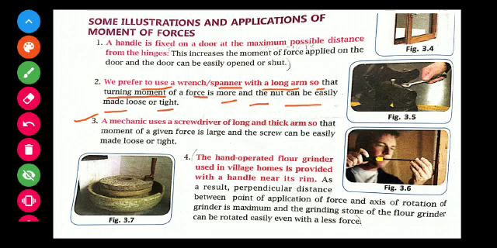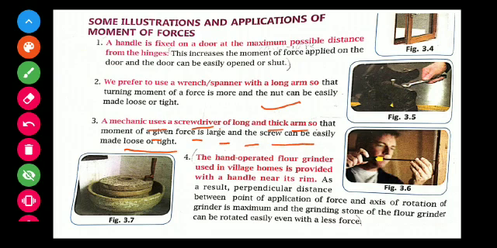Next, a mechanic uses a screwdriver with a long and thick arm. Again, we use the long arm. With the long arm, we increase the perpendicular distance, and with increase in perpendicular distance we need small force, and we apply small force to loosen or tighten the screw. A mechanic uses a screwdriver with a long and thick arm so that the moment of a given force is large and the screw can easily be made loose or tight.